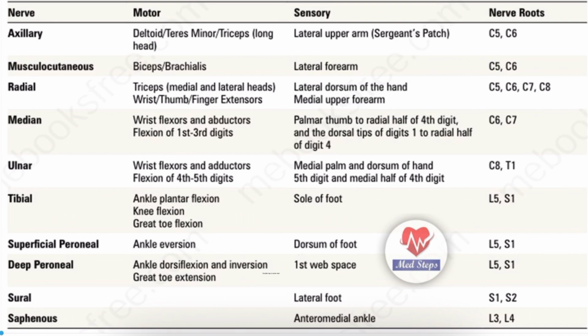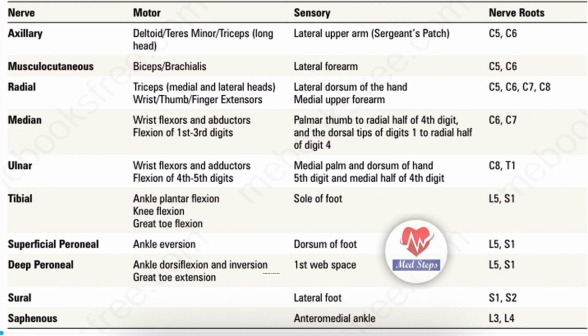It innervates the hand muscles, so hand movements like finger abduction and some forearm flexors are also done by this ulnar nerve. Okay. In the ulnar nerve, the motor innervation includes wrist flexors and adductors, and flexion of the 4th and 5th digits. In sensory innervation, we can see the medial palm and dorsum of the hand, the 5th digit and the medial half of the 4th digit.